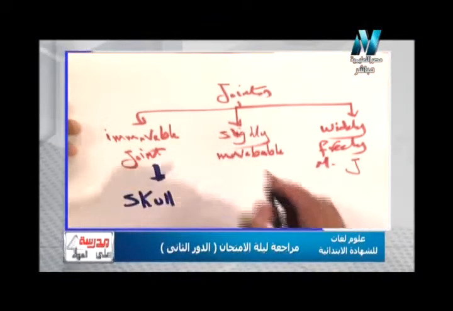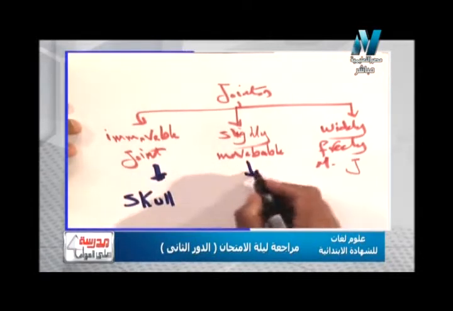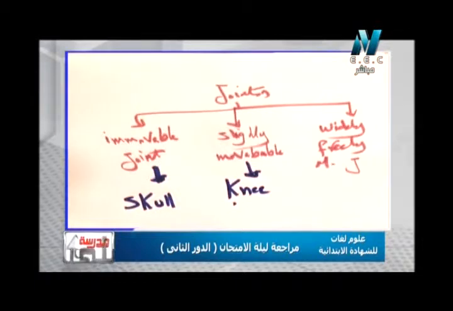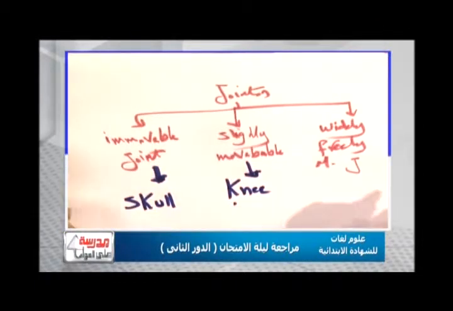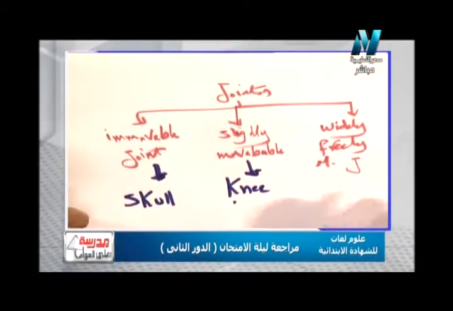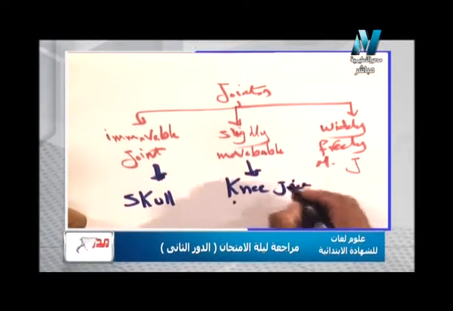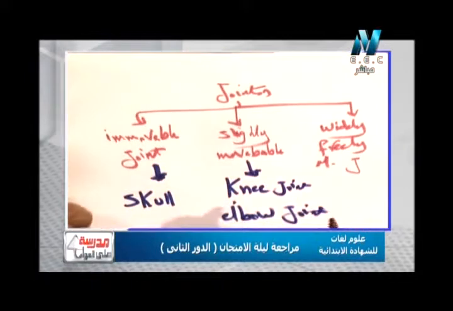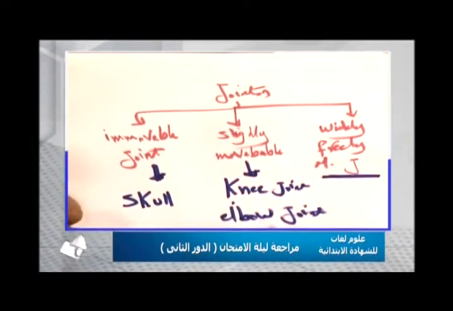A slightly movable joint, we have two examples for them, like the knee joint. We don't pronounce the K here. Knee joint, and also elbow joint. So what about the last one, the widely movable joint?